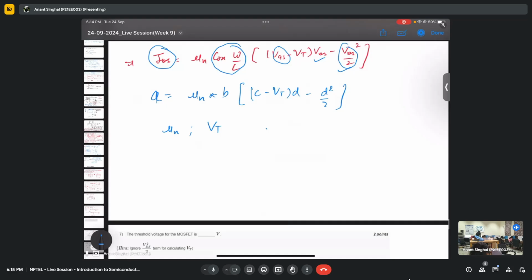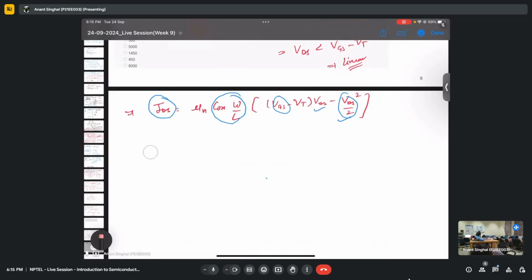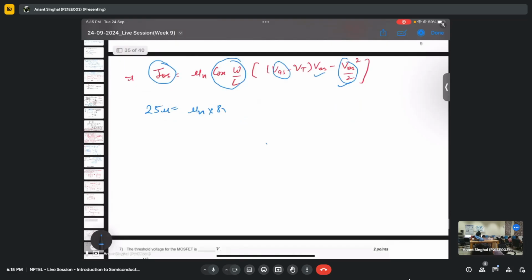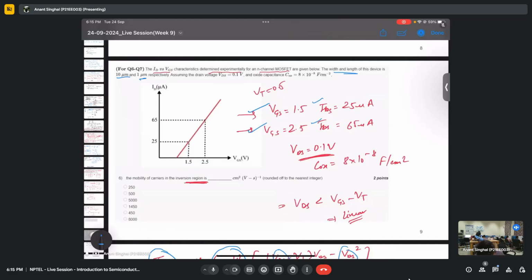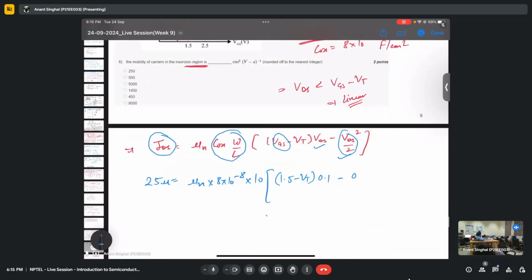So the first equation is at 25 microamps, we have mu n Cox, which is 8 into 10 to the minus 8. W by L is 10. It is given that W is 10 micro, you can see here the width and length are 10 micro and 1 micro, so W by L will be 10. And VGS for this case is 1.5 minus VT times VDS, which is fixed at 0.1, minus 0.1 squared by 2, which is 0.005, I guess.